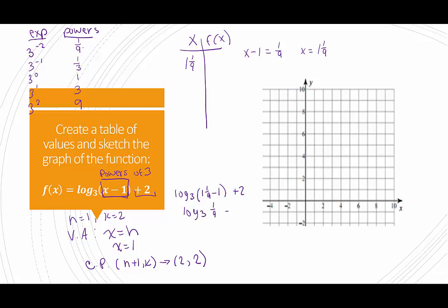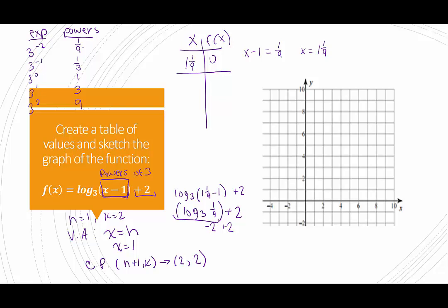That's exactly what I want to see, because I know I can compute this. This expression says 3 to what power equals 1/9? That would be 3 to the negative 2. So this thing becomes negative 2. Then we have negative 2 plus 2, which is 0. Okay, so we have our first point. What about our second point?